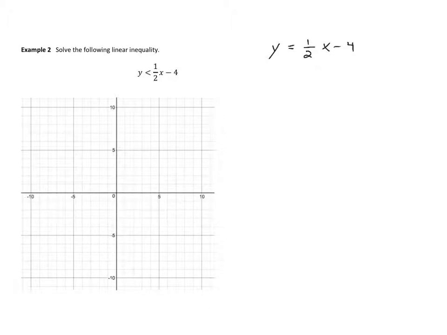I think since this is solved for y, the easiest approach would be to use the slope, which is 1/2, and the y value of the y-intercept, which is -4. All this means is the graph starts at -4. It has a slope of, I go over 2 and up 1, over 2 and up 1, so I get an idea of what the line looks like.